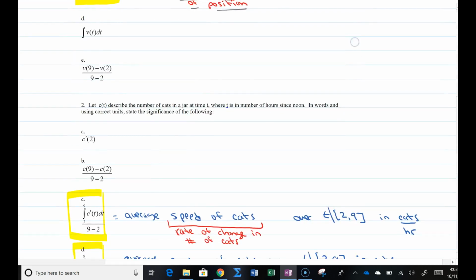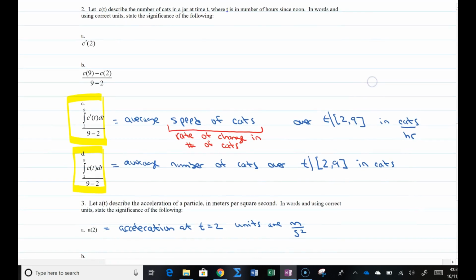Let's go down to the cats one. This one was interesting, okay? I think what we said today in class for this one, we said that this expression describes the average rate of change in number of cats over the interval of time from t equals 2 to 9. In fact, I believe we literally just said this. We call this the average rate of change in number of cats over the interval of time from 2 to 9, and the units are cats per hour.